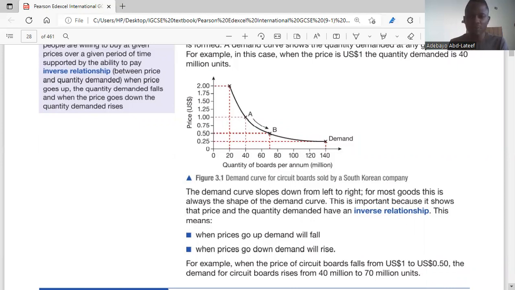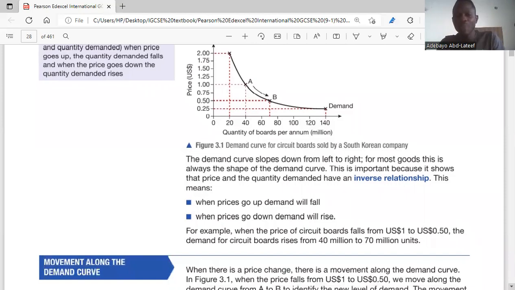So they said the demand curve slopes down from left to right for most of the goods. This is an inverse relationship. Why do we call it an inverse relationship? Here they said when prices go up, demand will fall. At the price of 1, the quantity demanded was 40, right? When the price goes to 2, the quantity demanded falls to 20. So that is what we're talking about. As the price increases, the quantity demanded falls. When price goes down, the quantity demanded will rise.